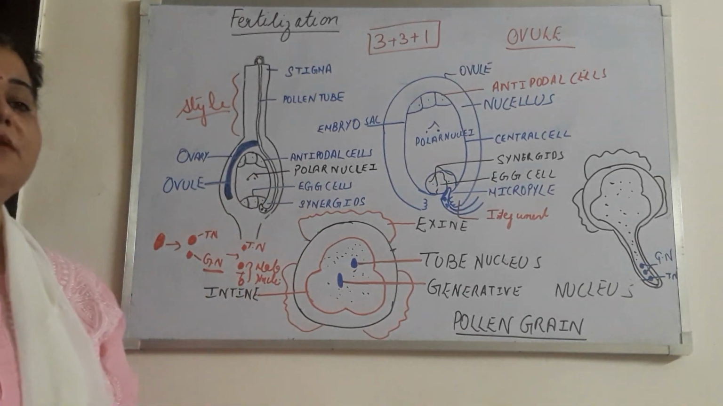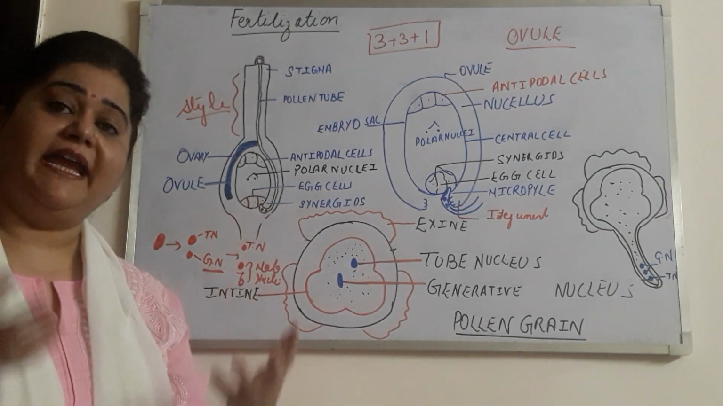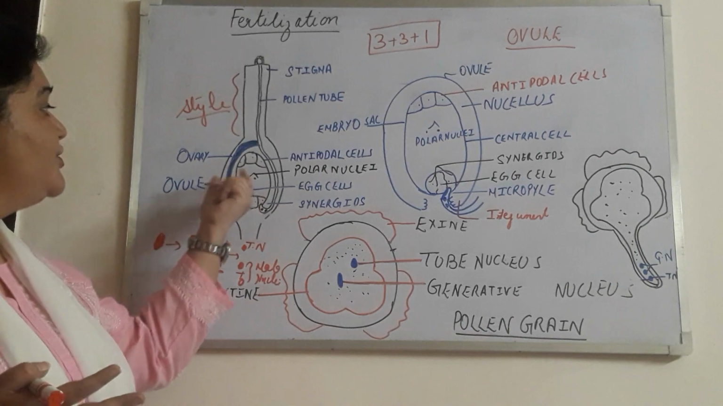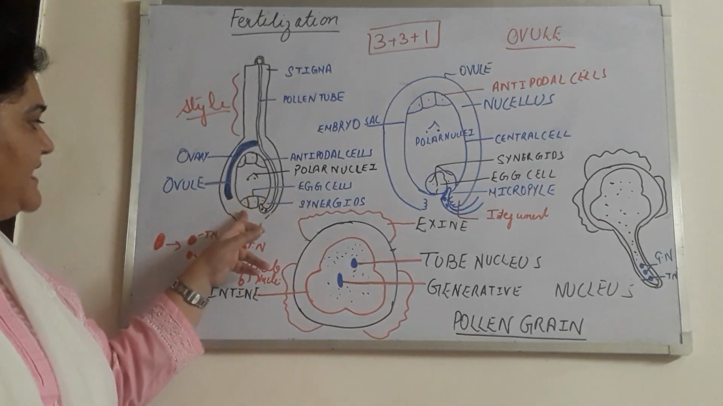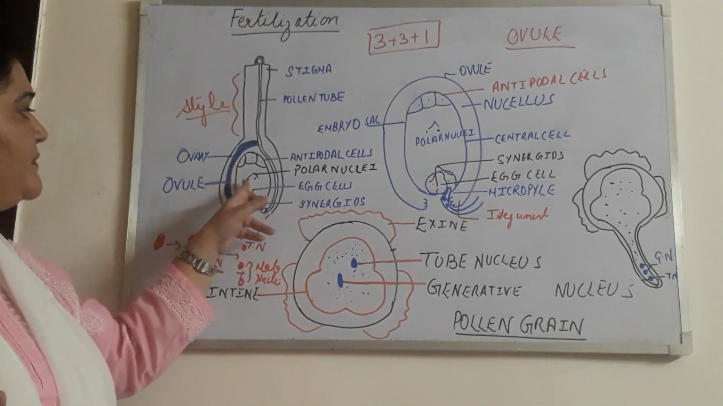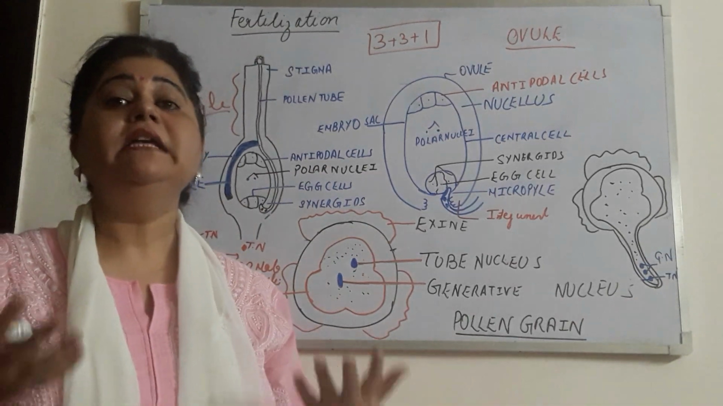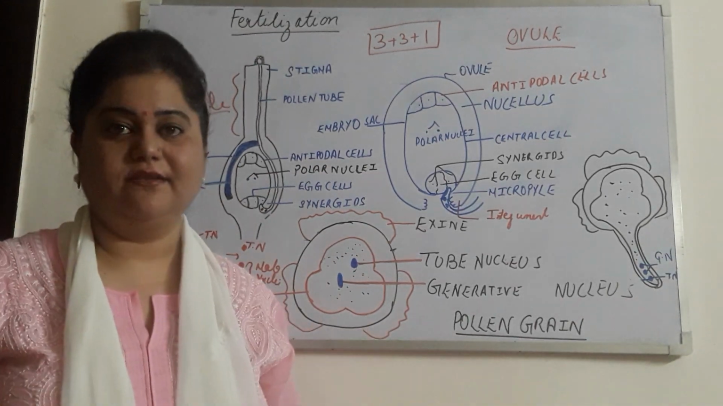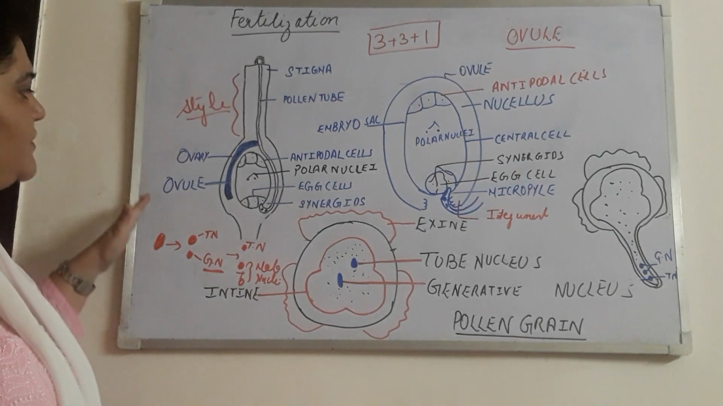Now what is endosperm? Endosperm is something which provides nutrition to the seed. After fertilization, the egg cell forms the seed, and endosperm is also formed inside the seed, which provides nutrition to the seed till it germinates. Alright, so this is all about the fertilization process.